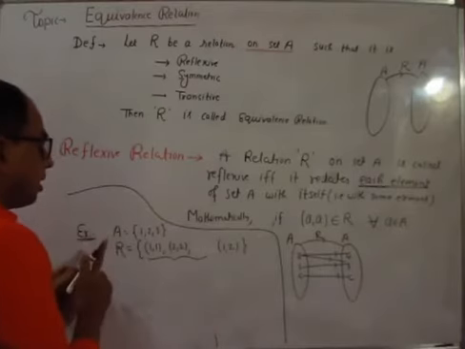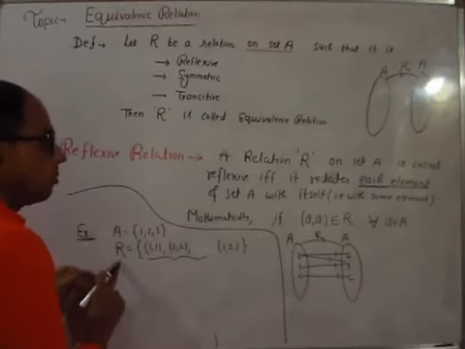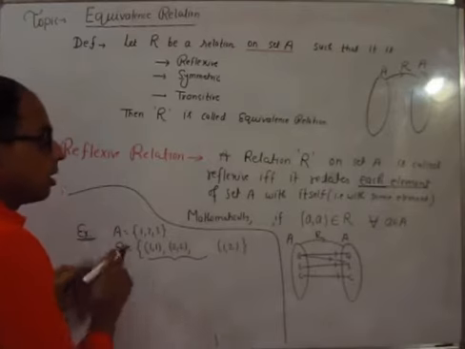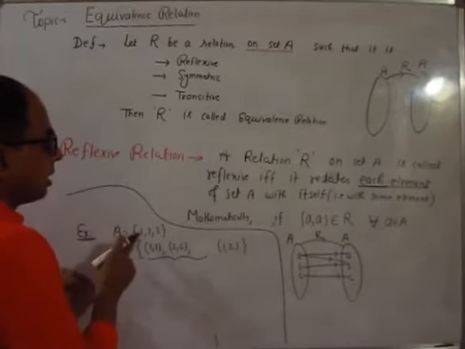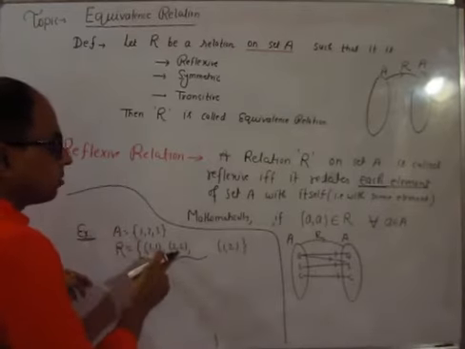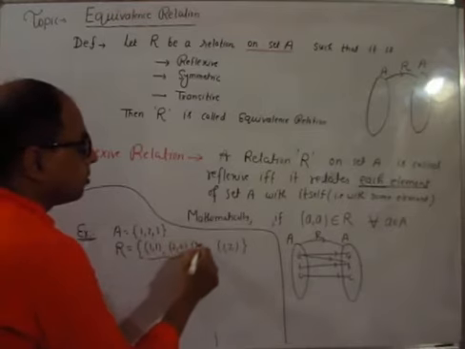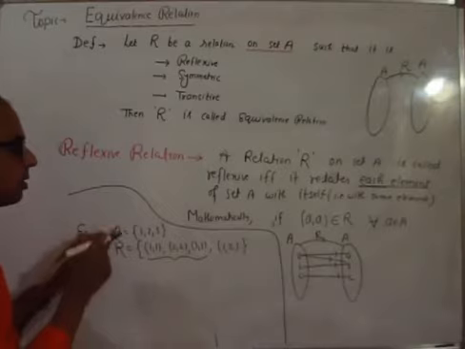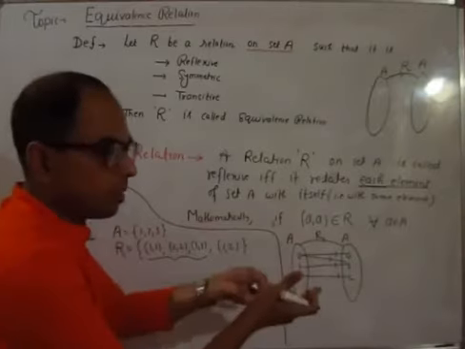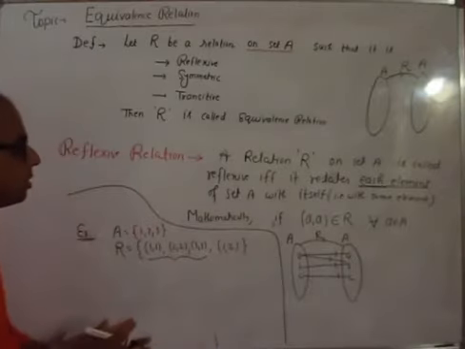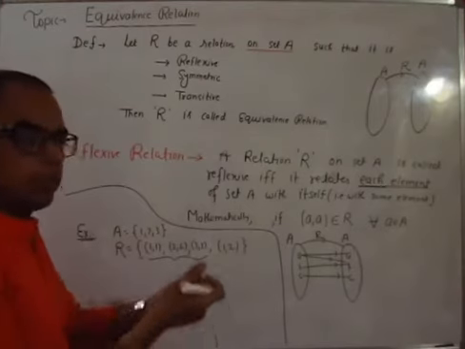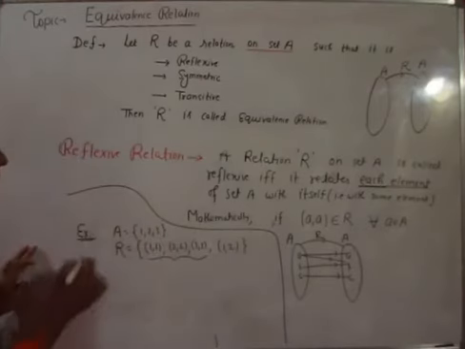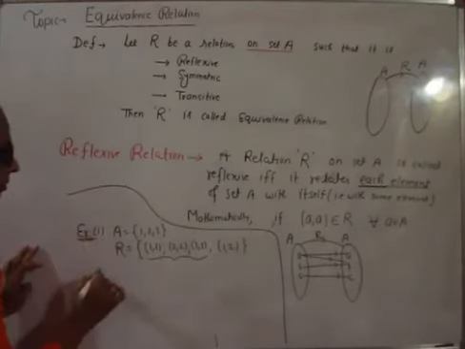So for this relation to be reflexive, the necessary condition is that this must be there, and (3, 3) must be there. That means 3 must be related to 3. Now this element may be related with any other element, that is another thing, but the necessary condition is each element should be related with itself.